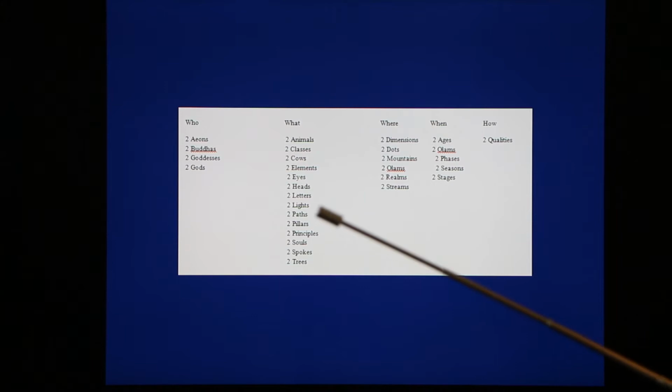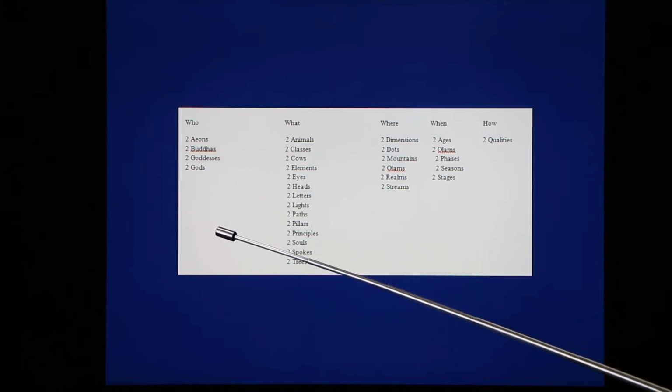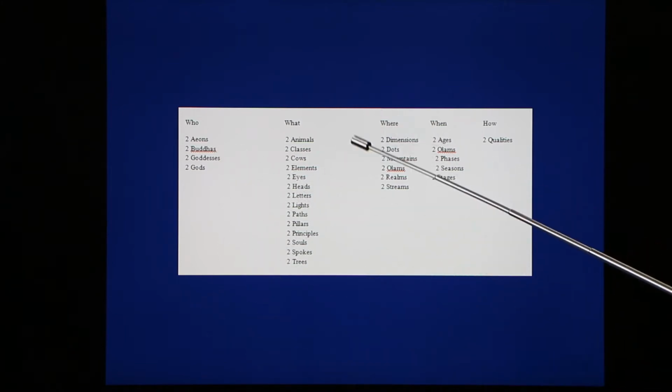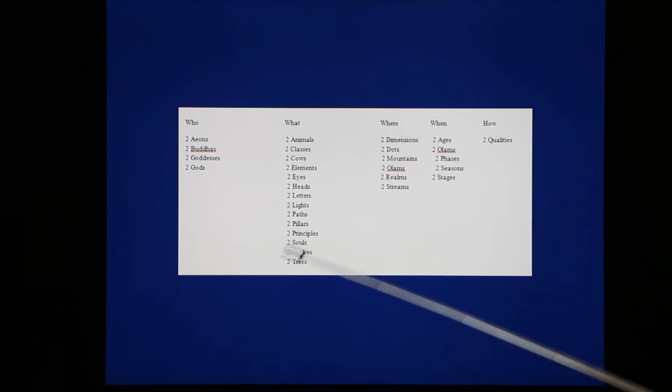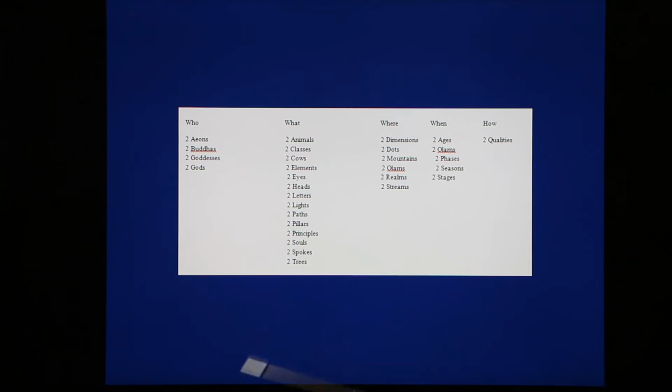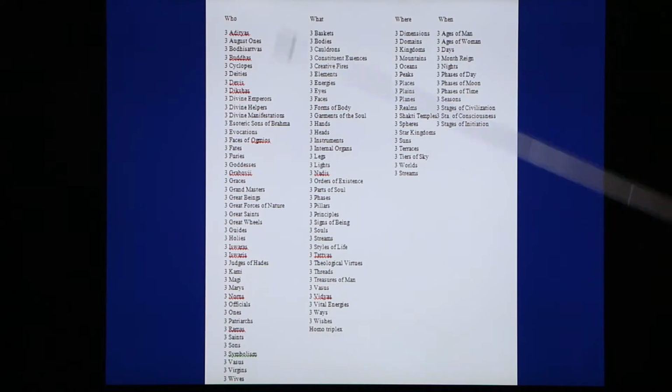So in terms of who, 2 eons, Buddhas, goddesses, gods. What, 2 animals, classes, cows, and elements, eyes, hands, letters, lights, paths, pillars, principles, souls, spokes, trees. Where, 2 dimensions, dots, mountains, olams, realms, streams. When, 2 ages, olams, phases, seasons, stages. And finally 2 qualities.